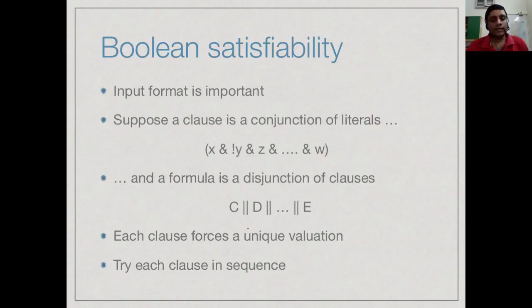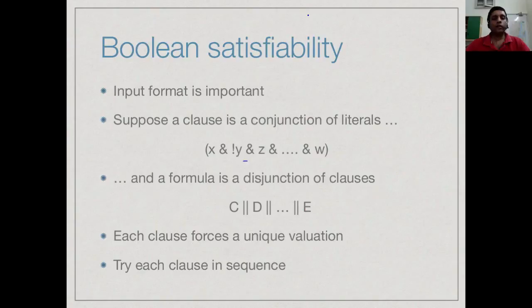So in this case at least, and in other cases also, sometimes the presentation of the problem is important. We said that a clause was a disjunction of literals and then a formula was a conjunction of clauses. What if we reverse this? What if we say a clause is a conjunction of literals? So in the clause, I connect everything with and, and then I connect the clauses with or. This means that I must make C true or D true or E true. Earlier I had to make C true and D true and E true.